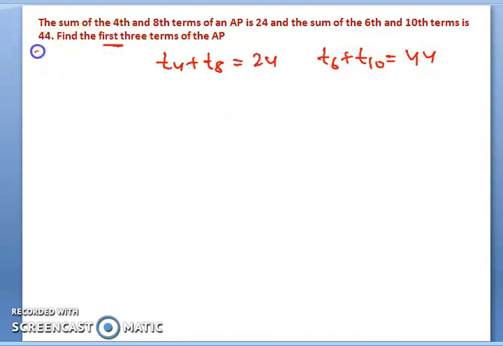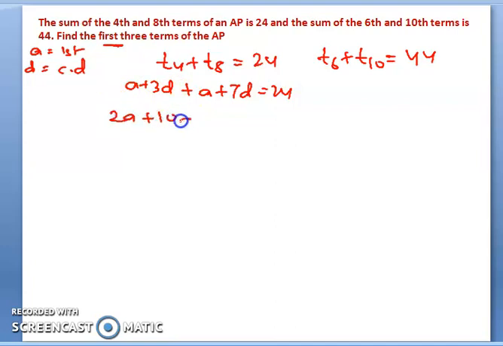So for the first three terms, I will write A is the first term and D is the CD, that means the common difference. T4 we can write as A plus 3D, I'm just writing directly because it is n minus 1, like 4 minus 1, and T8 is A plus 7D, which is equal to 24. In this case A and A I can add, and 10D is equal to 24. In this equation I can divide by 2, and I will write A plus 5D is equal to 12. So this is our first equation.